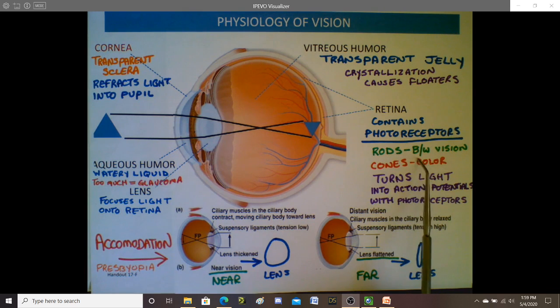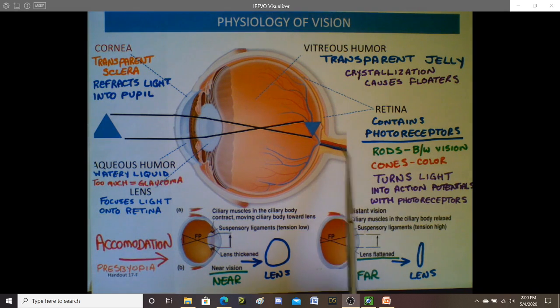Rods are going to be working for us to have black and white vision. Cones are going to be displaying color vision. So I just wrote here that the rods and cones turn light into action potentials that then can move down the optic nerve to our brain. We're going to talk a little bit more about this in the PowerPoint slides coming up. So rods display black and white vision, cones display color vision.